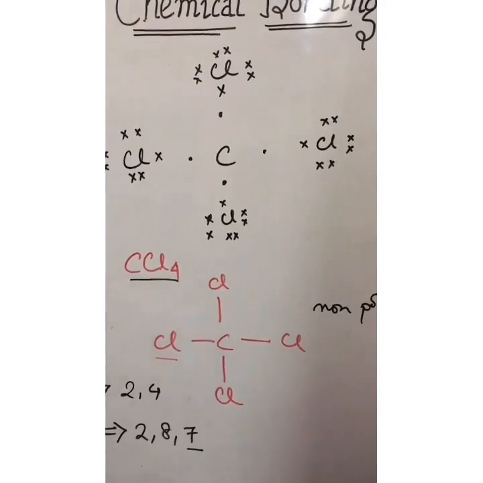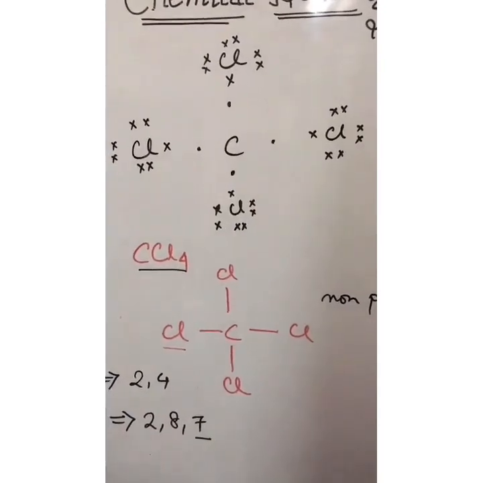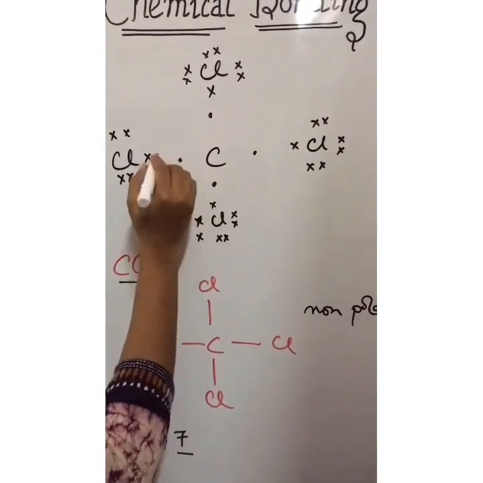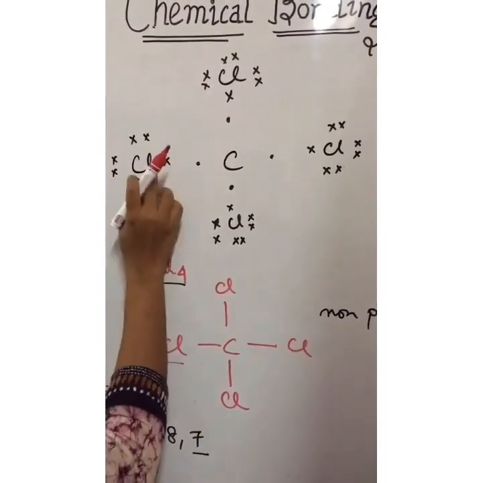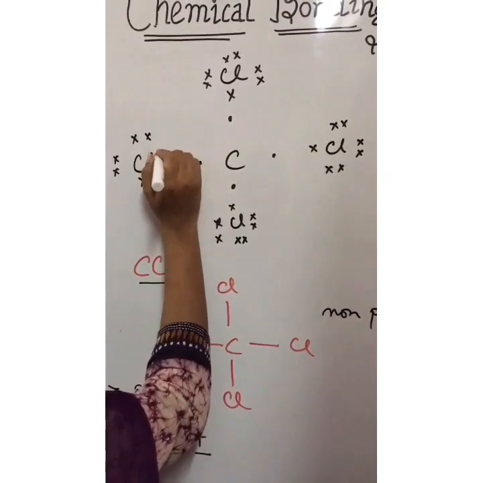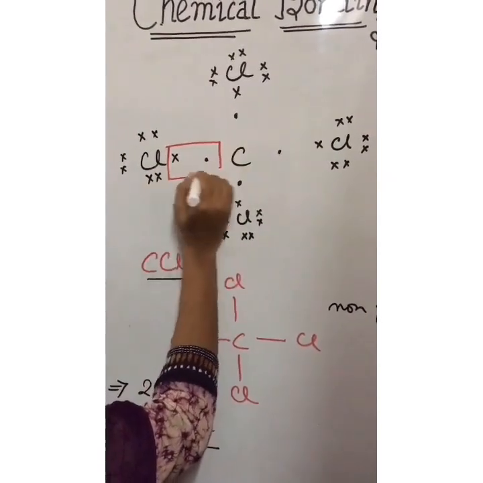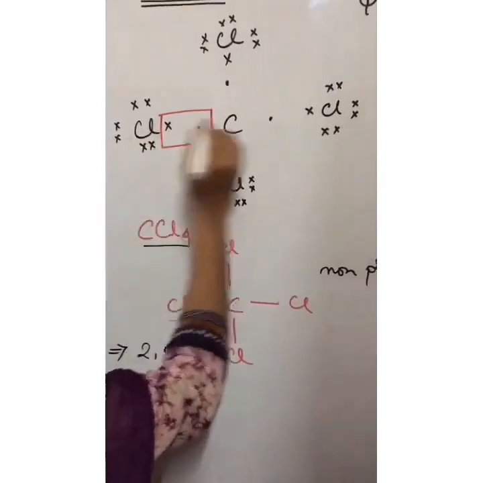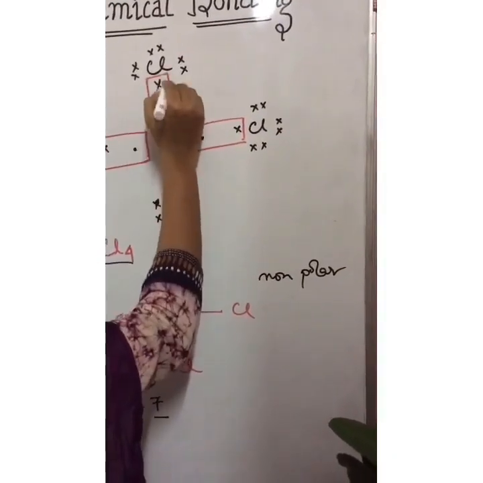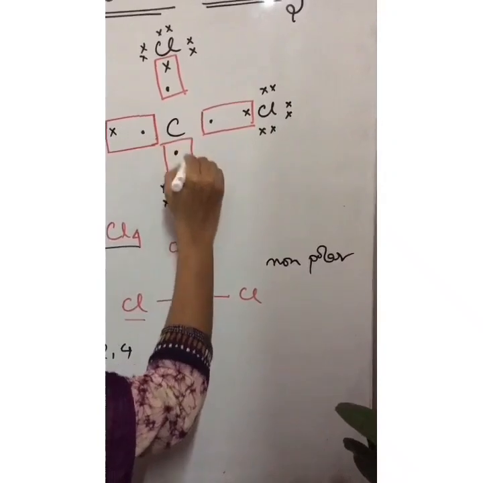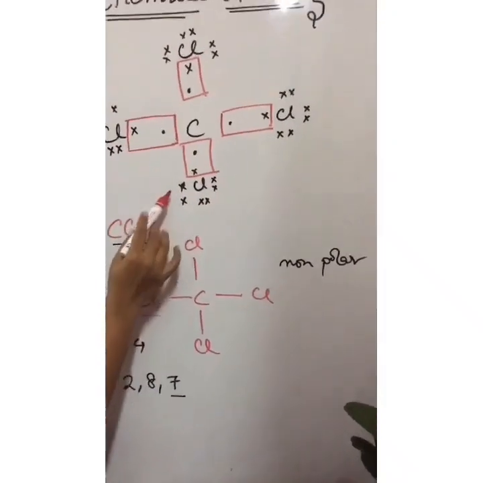Now, we draw the central atom's electrons as dots and the branching atoms' electrons, on the side branch, as crosses. That is the normal trend. You can do the reverse also, or draw them the same. This is 1 single bond, this is 1 single bond, this is 1 single bond and this is 1 single bond.